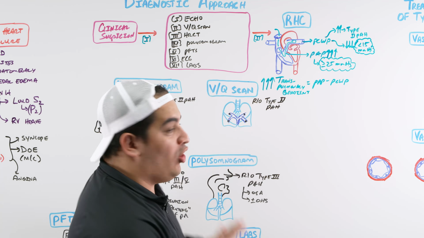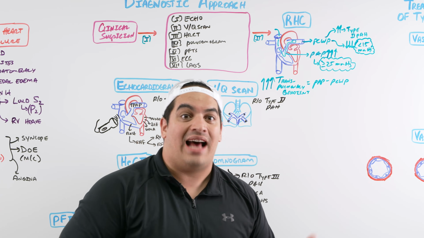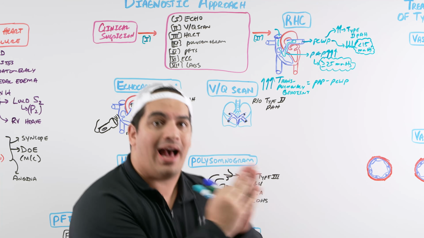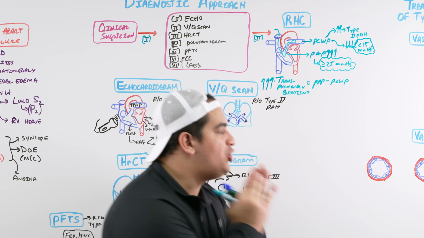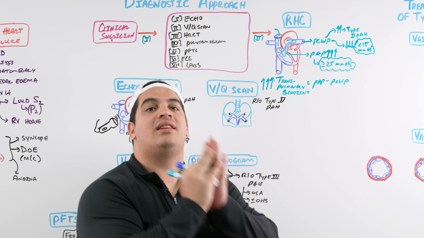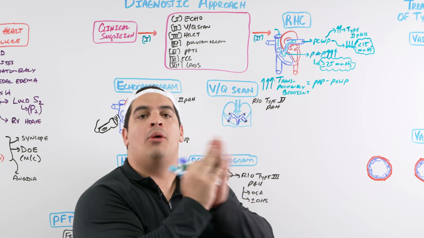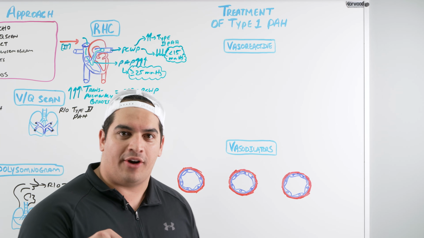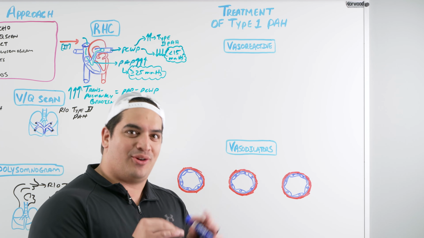Now that we've gone through all of this, we've secured the diagnostics, and we figured out how to determine which type it is, really getting to the bottom of whether it's type 1 idiopathic. We've done that. Now, how do we treat primarily type 1 idiopathic pulmonary artery hypertension? All right, so now treating pulmonary artery hypertension. We're only going to talk about type 1.